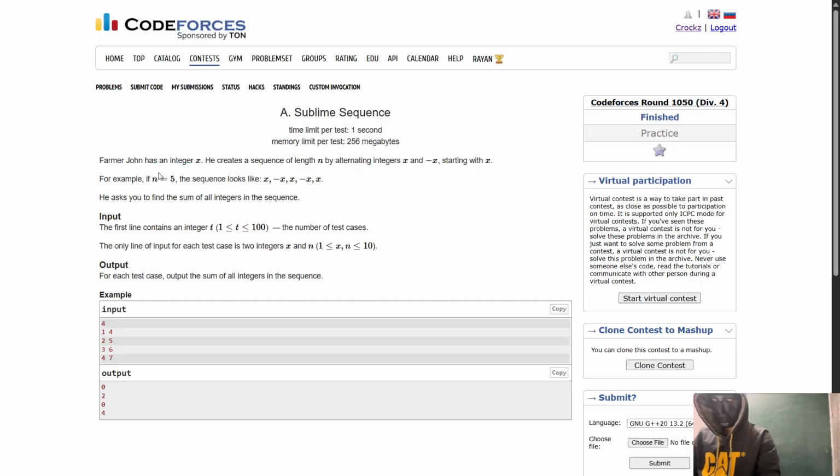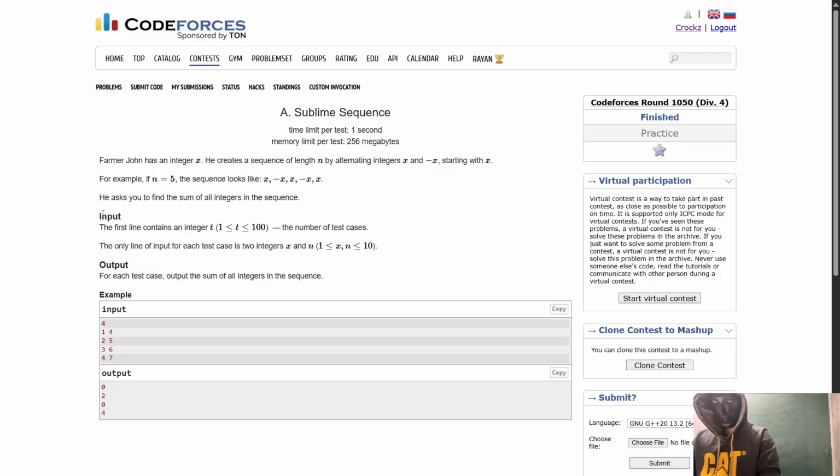Farmer John has an integer x. He creates a sequence of length n by alternating integers x and minus x, starting with x. For example, if n is 5, the sequence looks like x, minus x, x, minus x and then x. He asks you to find the sum of all integers in the sequence. Okay, it's easy only. I'll be telling you, don't worry.